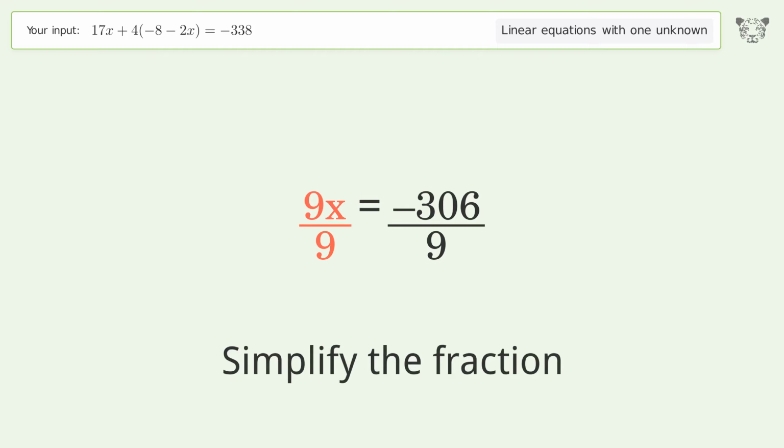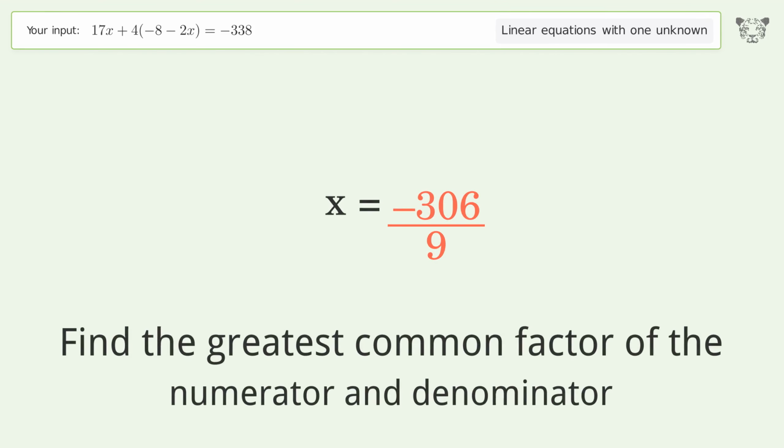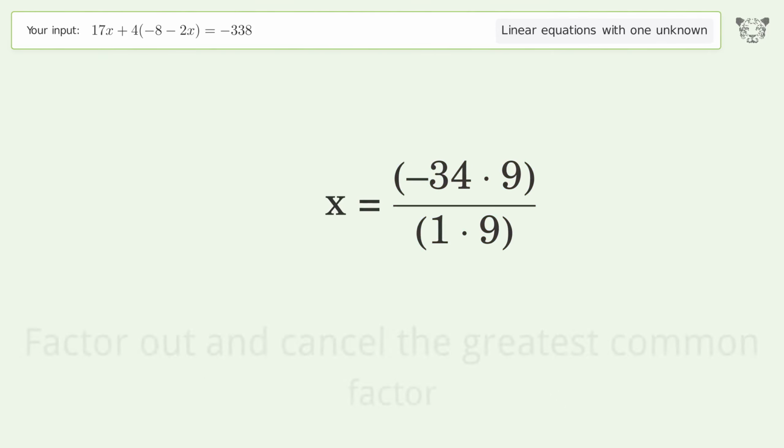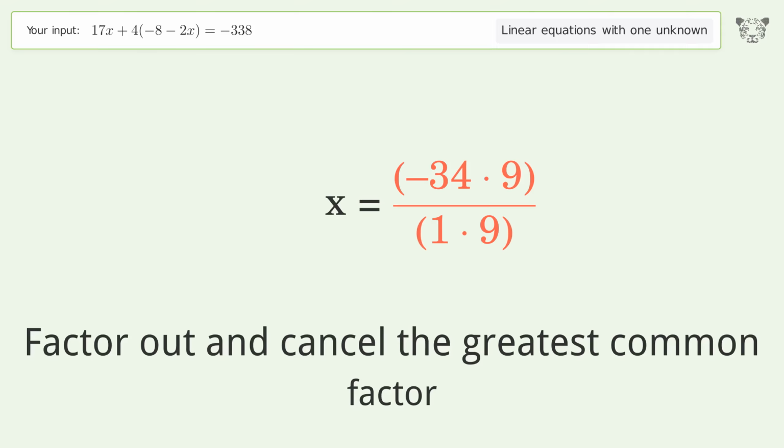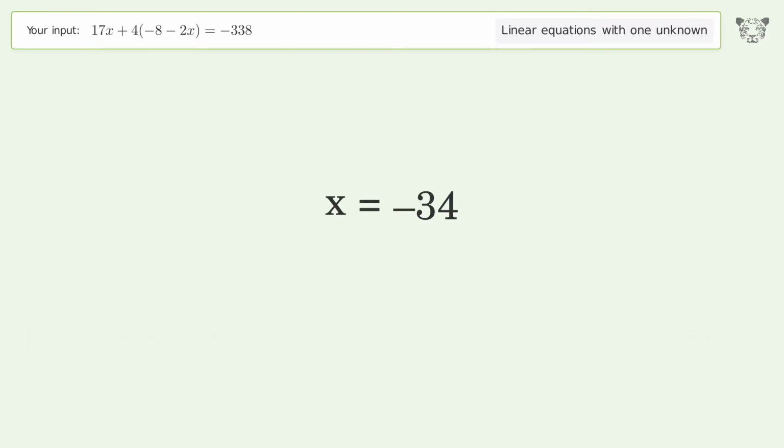Simplify the fraction. Find the greatest common factor of the numerator and denominator. Factor out and cancel the greatest common factor. And so the final result is x equals -34.